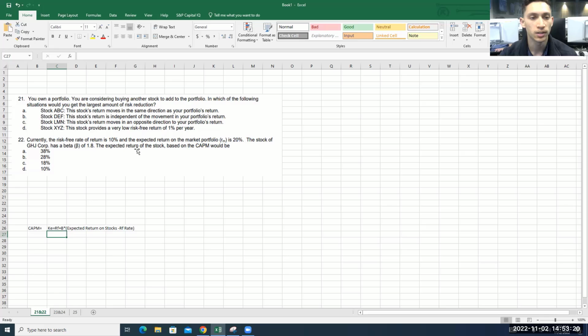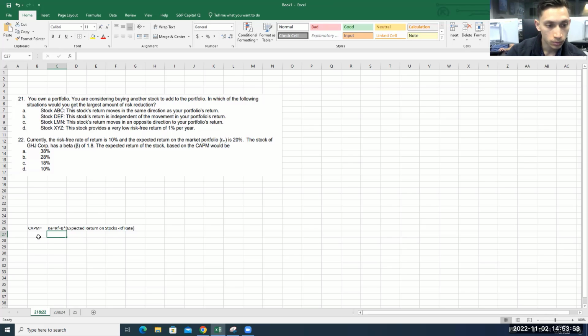KE is what we're looking for here. It's going to be the expected return. That is what we're being asked to find. And then RF is going to be our risk-free rate of return, which is the 10%. So we're going to plug that into this, plus our beta, which we are given, our beta of 1.8. And then we multiply our beta by the expected return on stocks, which is going to be the 20% market portfolio minus the risk-free rate of 10%. So we can go ahead and just plug that in.